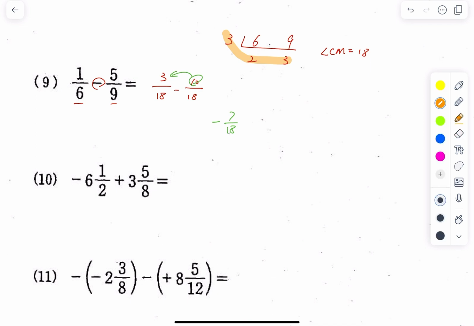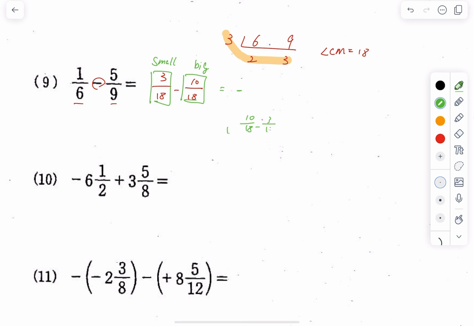So the logic behind it, again, you have to know that we first have to figure out the sign. So we know that we have a smaller value minusing our bigger value. So we know that the answer is going to be negative, no problem. But then I'm just using the bigger numerical value, which is 10 over 18, subtracting the smaller numerical value, 3 over 18. In this case, it's 7 over 18.